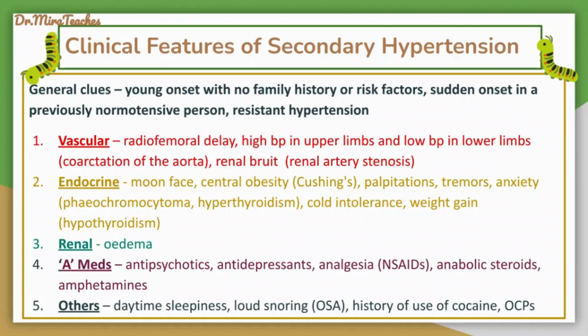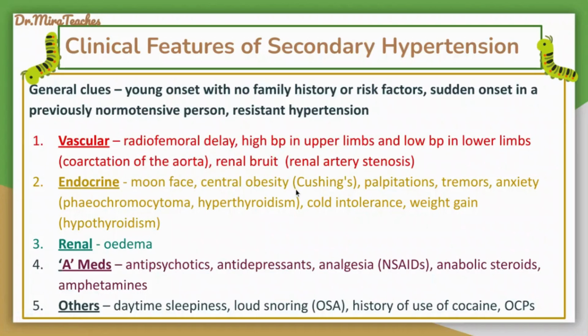Using the OVERA mnemonic, starting with the vascular, we saw that we had coarctation of the aorta and renal artery stenosis as causes. So you'll see things like radiofemoral delay, high BP in the upper limbs and low BP in the lower limbs for coarctation of the aorta, then renal bruit for renal artery stenosis. Then also we come to endocrine.